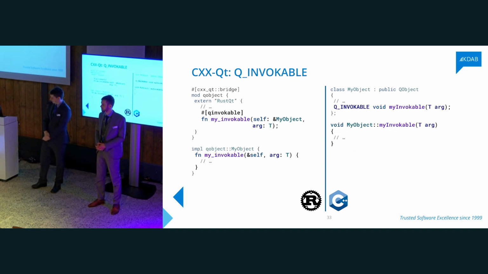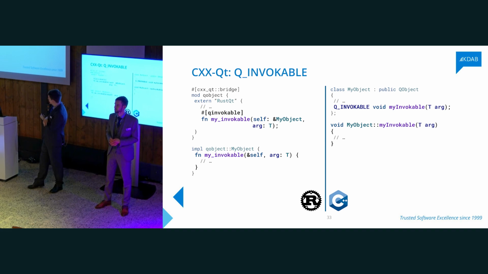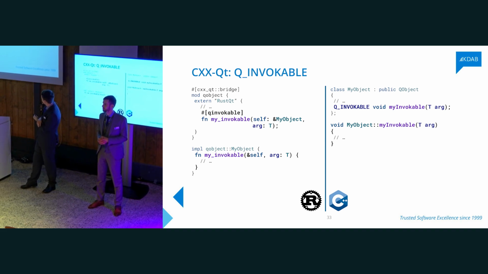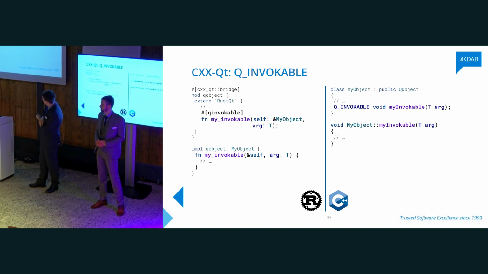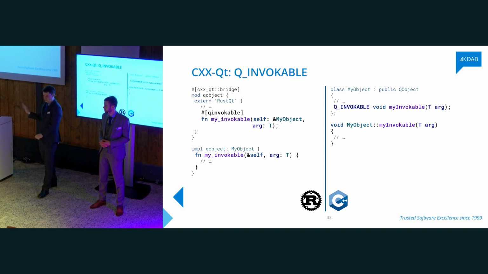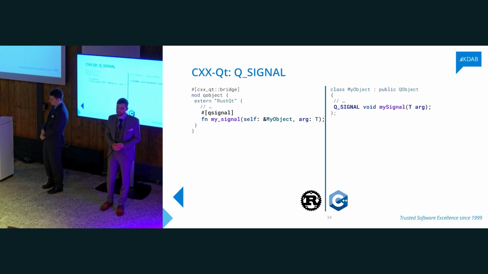Invocables are again similar, but there's a subtle difference here. You have the Q_INVOKABLE defined in your header in C++, and then you have the source. And in Rust here, we see our first example where you have the definition in the bridge, which is qinvokable, but the implementation is actually outside of the bridge, and the implementation is on a type coming from the bridge. You may think this is similar to having a header file and a source file in C++. And again, for signals, very similar.